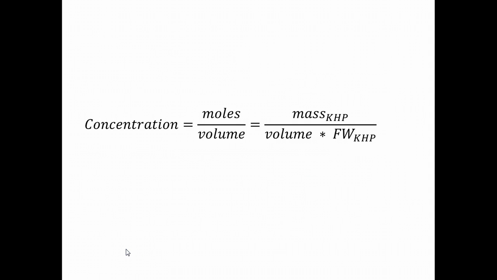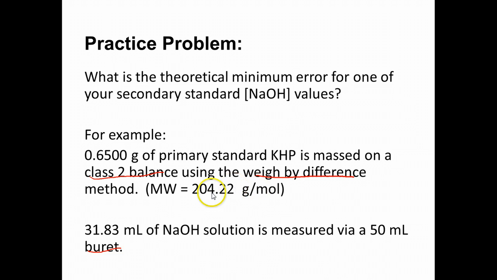Okay, so if we think about this concentration, this is our final value here. This concentration is moles per volume, right? And this is coming from the mass of KHP divided by the formal weight of KHP times the volume. If you look back at this problem, here's our mass, here's our formal weight, and here's our volume.